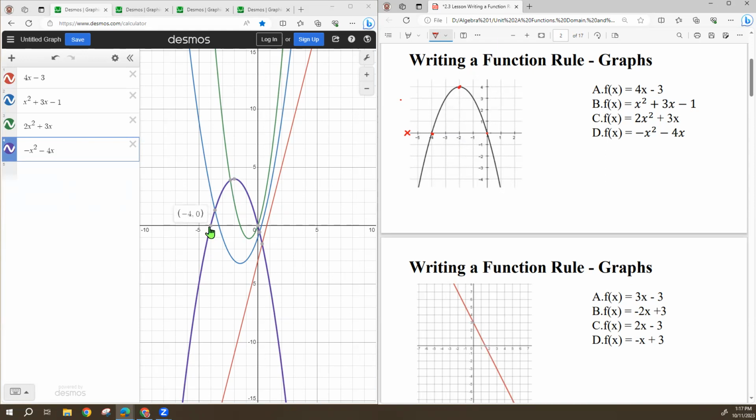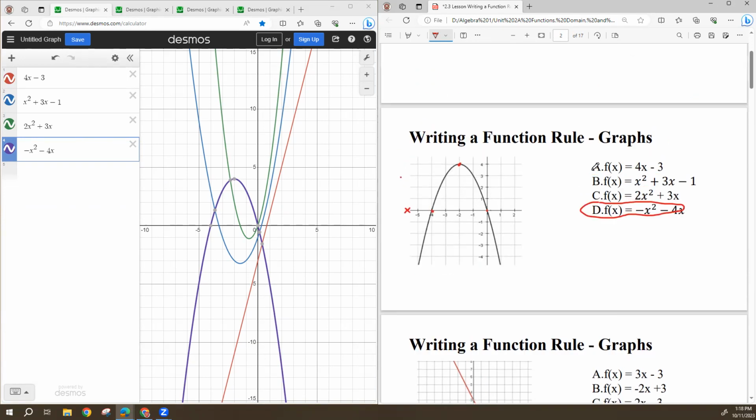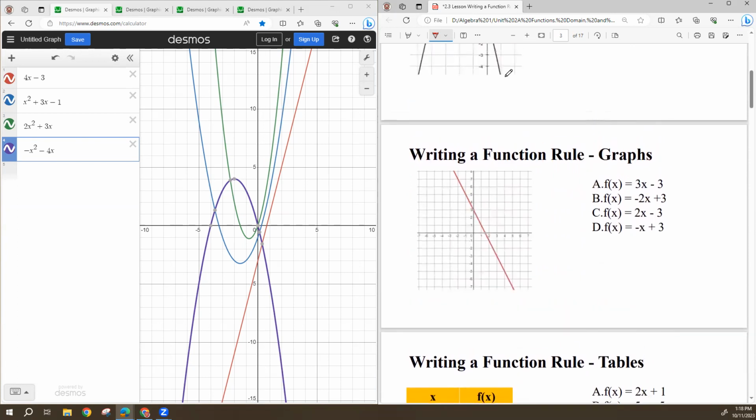And I can see it has that point -4, 0. It crosses right here at 0, 0. And then the top of the roller coaster here is -2, 4. And so this one must be the function rule for this picture. And so right now we are practicing graphing these things in Desmos and matching the picture with the rule we have. So I have this one.